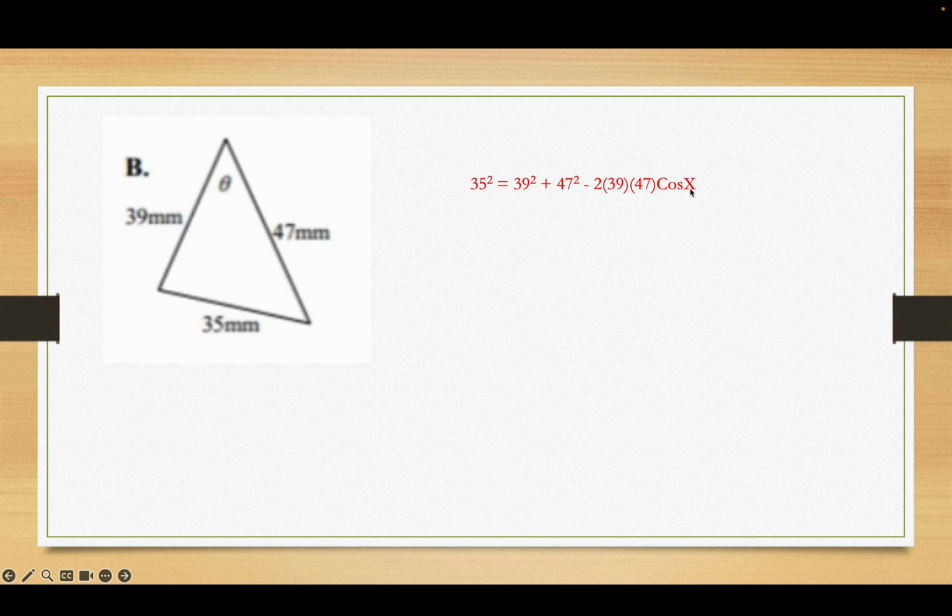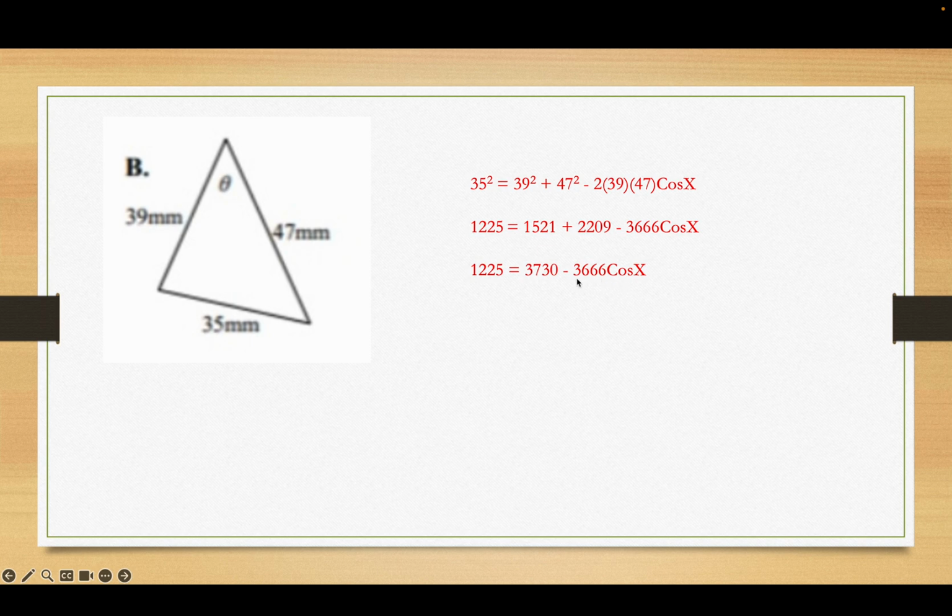And it might bother you a little bit how to solve for this cosine of x because it's a little bit different. Remember, there's some multiplication going on here, and you have to do multiplication before you can do addition. So 1225, 35 squared, equals 1521 plus 2209 minus, and then 2 times 39 times 47 is 3666 cosine x. You cannot put all 3 of these terms together. Only the first 2 can go together, which gives me 1225 is 3,730 minus 3,666 cosine x.